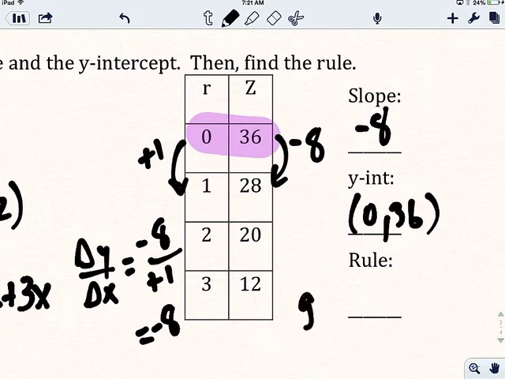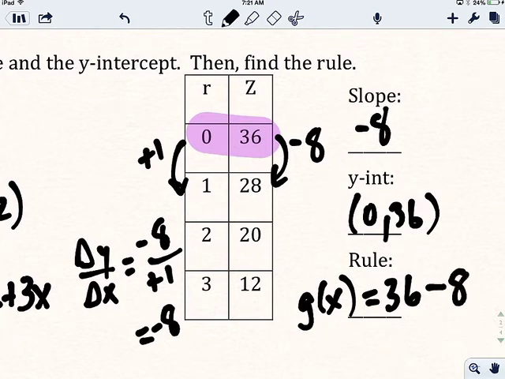And my rule, g(x), I'm changing the function name because I've already used f. g(x) is equal to the constant 36, because that's the y-intercept, no variable next to it. I'm going to take away 8, my slope, for every x.